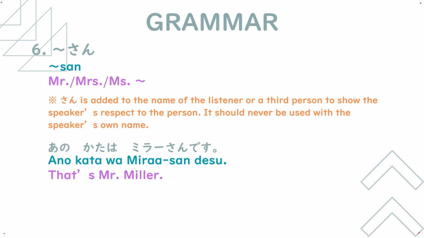And then we have san, Mr., Mrs., or Miss. Okay, san is added to the name of the listener or a third person to show the speaker's respect to the person. So it should never be used with the speaker's own name. So, ano kata wa Mira-san desu. Instead of Mr., Mrs., and Miss, we use san. So that person is Mr. Miller.